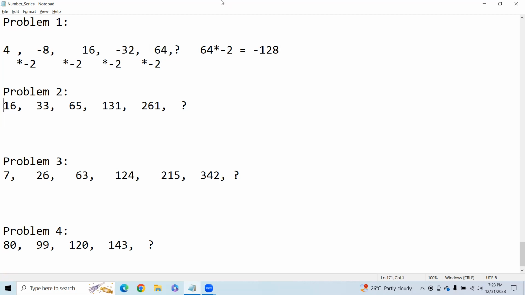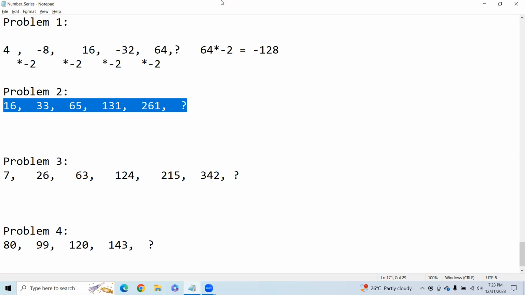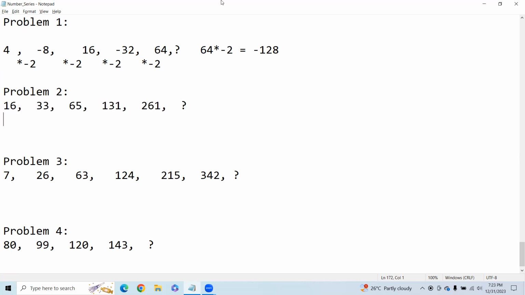Let's look at the next problem. 16, 33, 65, 131, 261. Now here you will try addition, subtraction, different kinds of approaches. Sometimes there is a combination of multiplication and addition, or multiplication and subtraction. So what operation do you do on 16 to get 33? First, you say add 17. You add 17 and you get 33. But then you are adding 32. That doesn't look like a proper pattern.